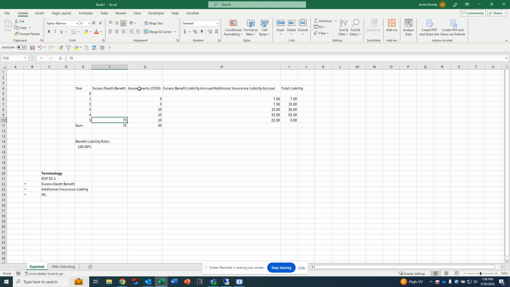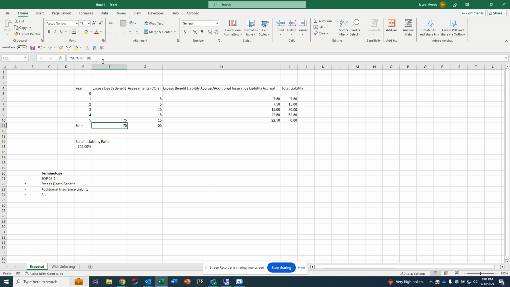And we have assessments for the calculation of this. In our case, we're going to have our assessments be COIs. As you can see here, we don't collect enough COIs during the time of this line of business to cover the excess death benefits. That's where you need to establish an AL, or an additional insurance liability.